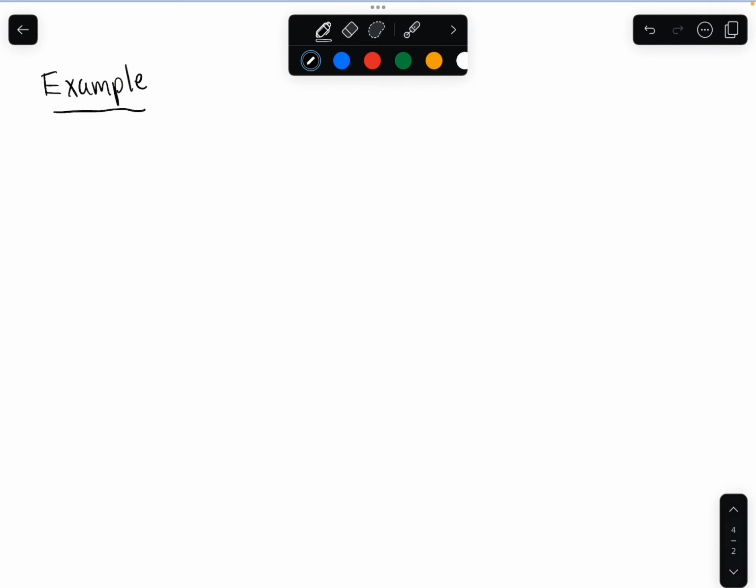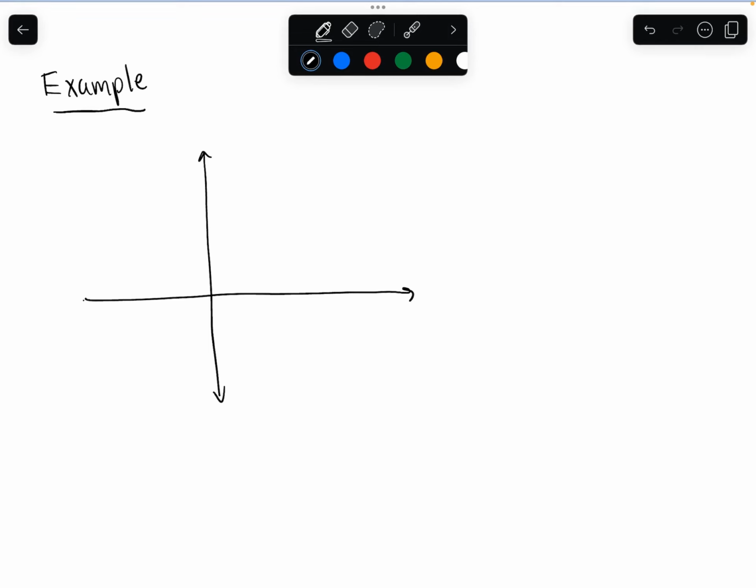Okay, that's the next example I want to do. So now I have this region, y equals x cubed and y equals 8. So let's put y equals 8 here. And now let's draw this cubic function. Here, this is y equals x cubed.